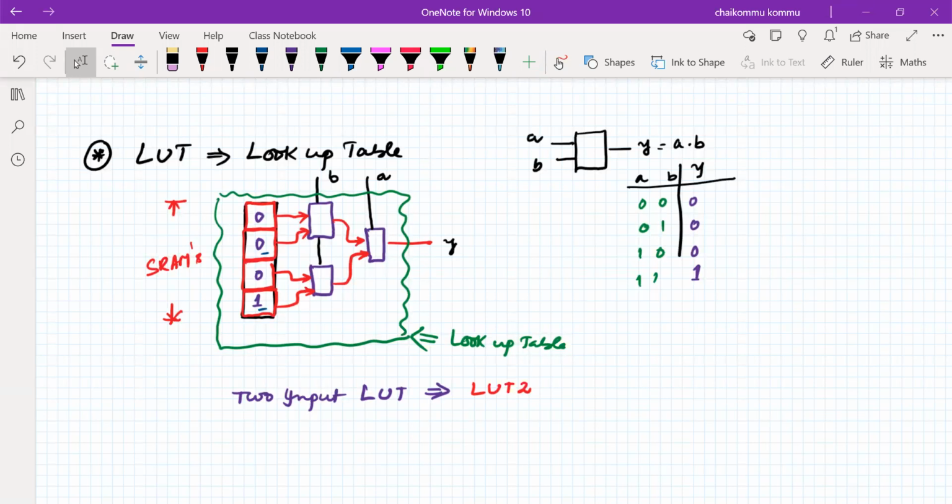So lookup table means something like this. Whatever the big functionality may be, the lookup table is constructed something like this. The lookup table consists essentially of the SRAM shells with associated multiplexers. So this lookup table is very important for the construction of a combinational logic block.